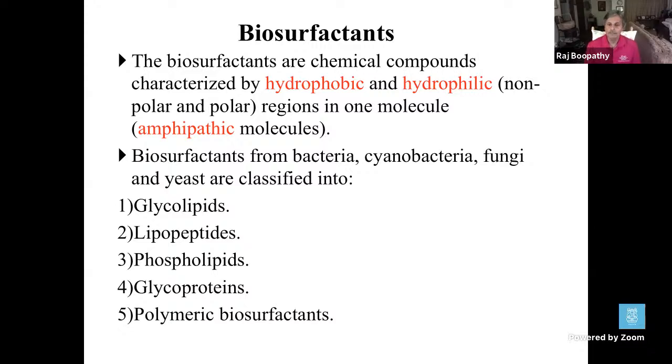So biosurfactants are produced by bacteria, cyanobacteria, fungi, and yeast. And some of the classes of biosurfactants are glycolipids, lipoprotein, phospholipid, glycoprotein, polymeric biosurfactants. So these are widely used for compounds that are not soluble, the compounds that are called DNAPL, dense non-aqueous phase liquid like TCE, to make it more soluble and bioavailable for bacterial degradation.